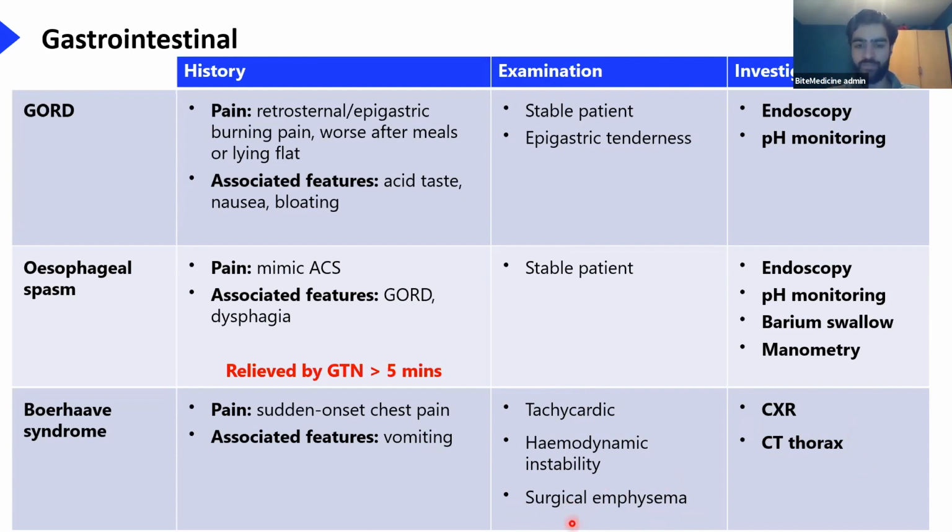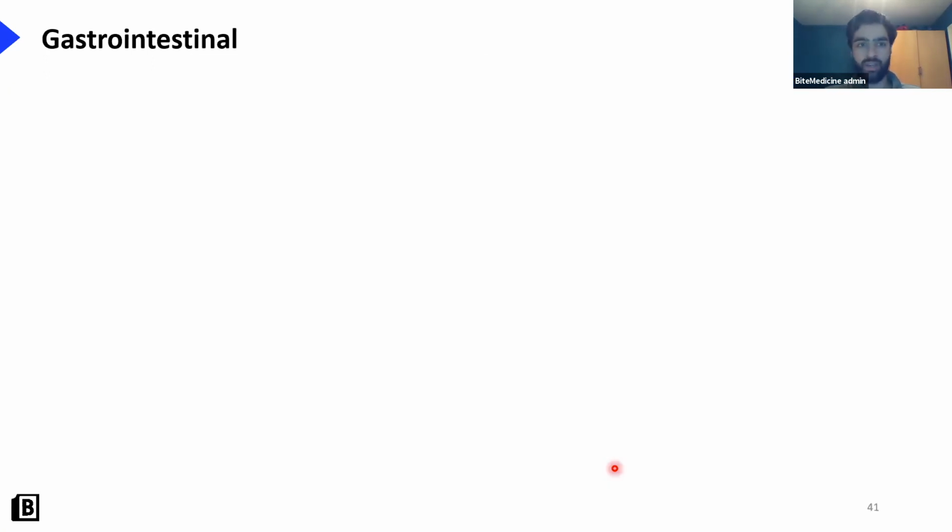Patients will have surgical emphysema because the air leaks out of the esophagus and into the subcutaneous tissues. And if any of you have ever felt surgical emphysema, it essentially feels like bubble wrap. So you'll feel the patient's skin, and the skin will feel like bubble wrap because all the air is leaking out of the esophagus and into the subcutaneous tissues.